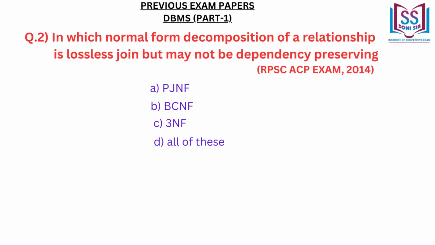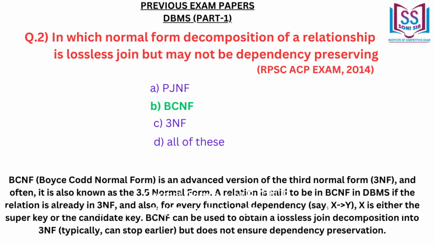In which normal form decomposition of a relationship is lossless join but may not be dependency preserving? A. PJNF, B. BCNF, C. Third NF, D. All of these. Correct answer B. BCNF.